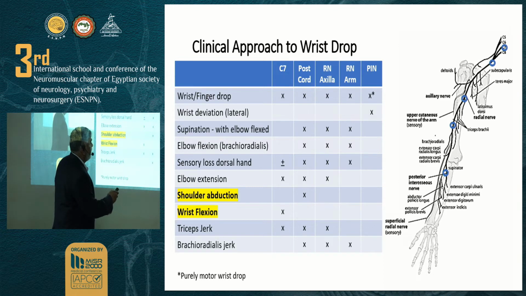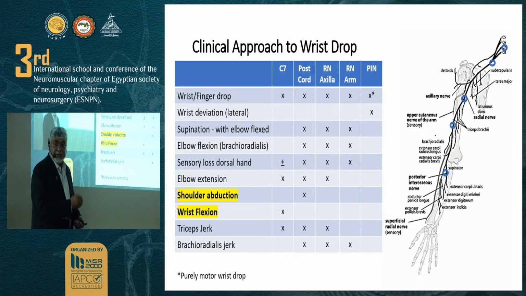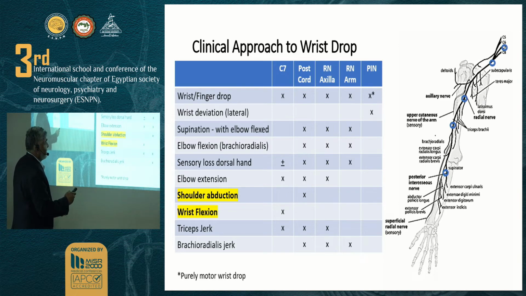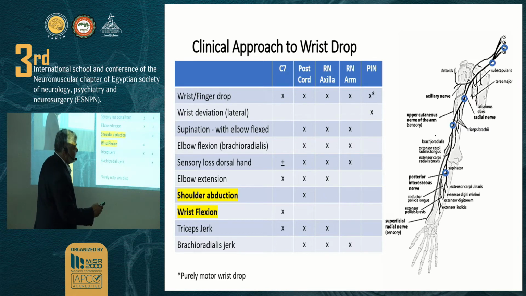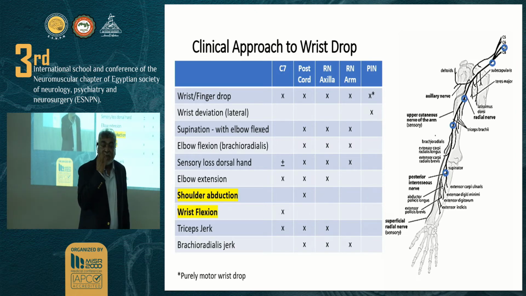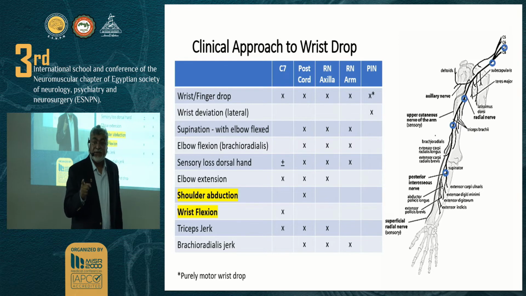So you have probably a posterior interosseous lesion, because wrist and finger drop with radial deviation means this is intact. Now, this is where the brachioradialis comes in. If the brachioradialis is intact, it can be either C7 or posterior interosseous neuropathy, because brachioradialis is a C5-6 muscle. It's not involved in C7 radiculopathies. It's involved in radial neuropathy.